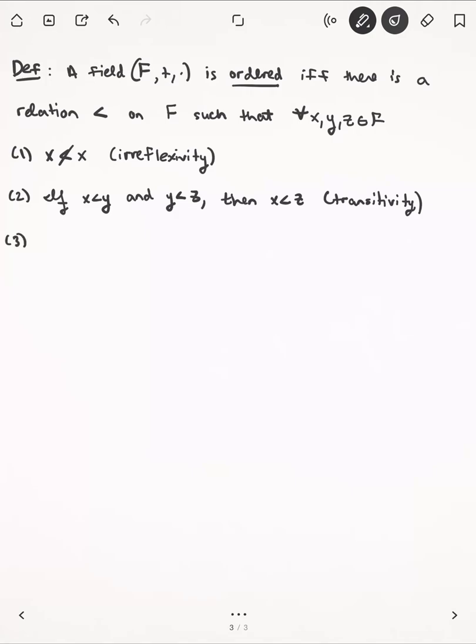This next one is kind of cool. Either, so I've given you two distinct elements, they must satisfy either x is less than y, x equals y, or x is bigger than y. That's true for any two rational numbers or real numbers. And this property is called trichotomy.